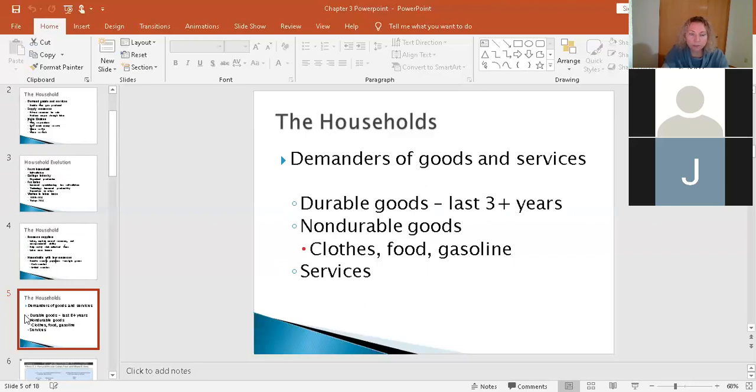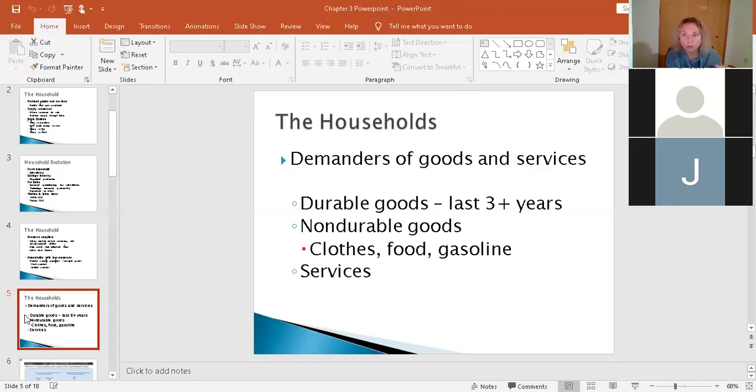All right, so let's break down our demands a little bit. We know we're demanders of goods and services. That's the big role of households. We're going to divide our demand into 3 basic categories, just because they're very different categories of spending. The first one is going to be durable goods. That's something that we buy that lasts more than 3 years. What's an example of a durable good?